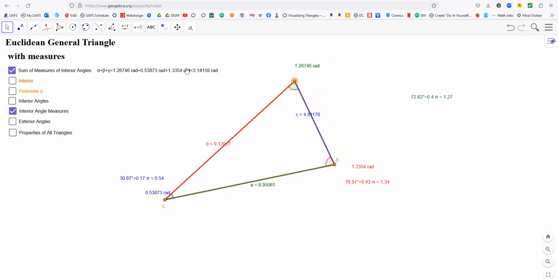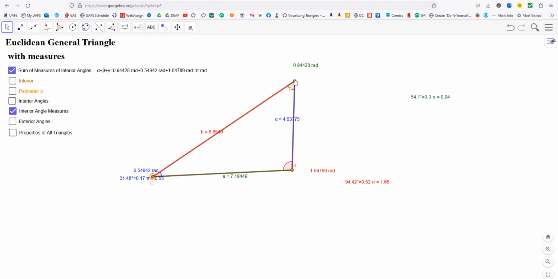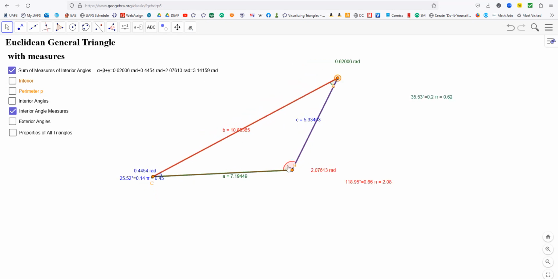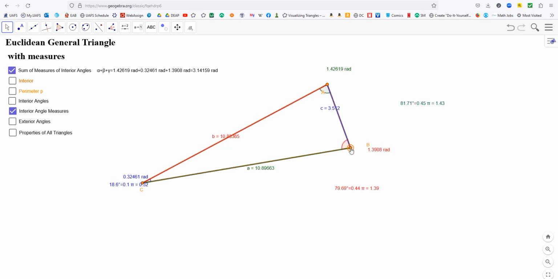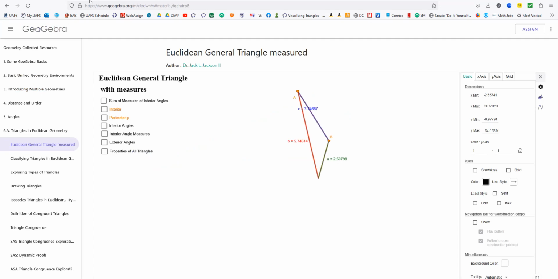Isn't that crazy? Okay. So it's always pi, or sometimes it's approximating it there. But it's always pi radians. Or if we did it in degrees, what would we get? 180 degrees. So that's an interesting thing here. Okay, so the measures of the interior angles always sum up to 180 degrees or pi radians. Now let's quickly look at some other geometries and see what happens there.